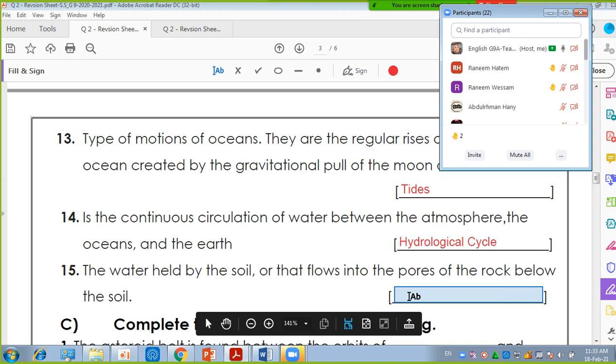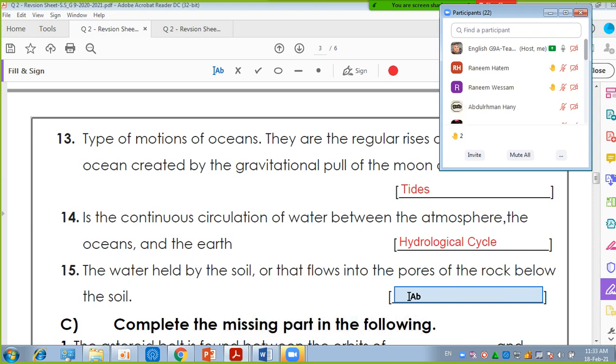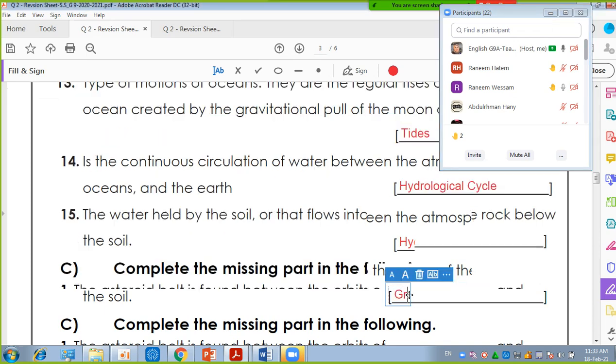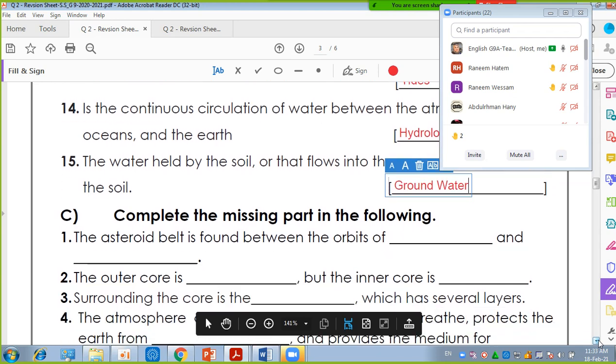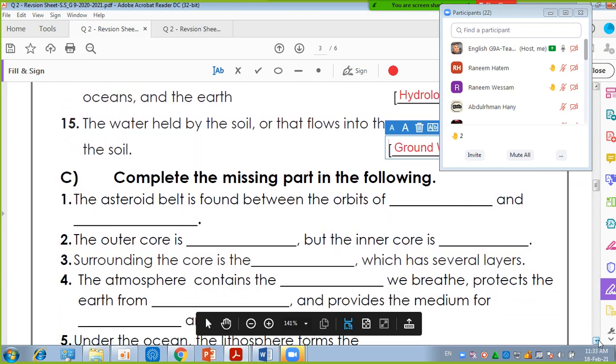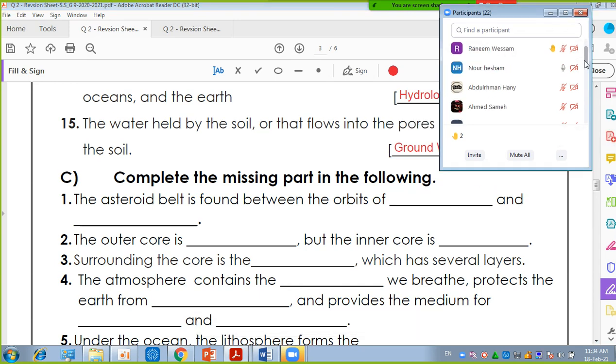Okay, Raneem Wesam, number 15. The water held by the soil or that flows into the pores of the rock below the soil. What do we call it? Groundwater. Excellent. Yeah, that's right. Groundwater. Okay. Let's go to the complete. Complete the missing part in the following sentences. Miss, it's ground what? Groundwater.